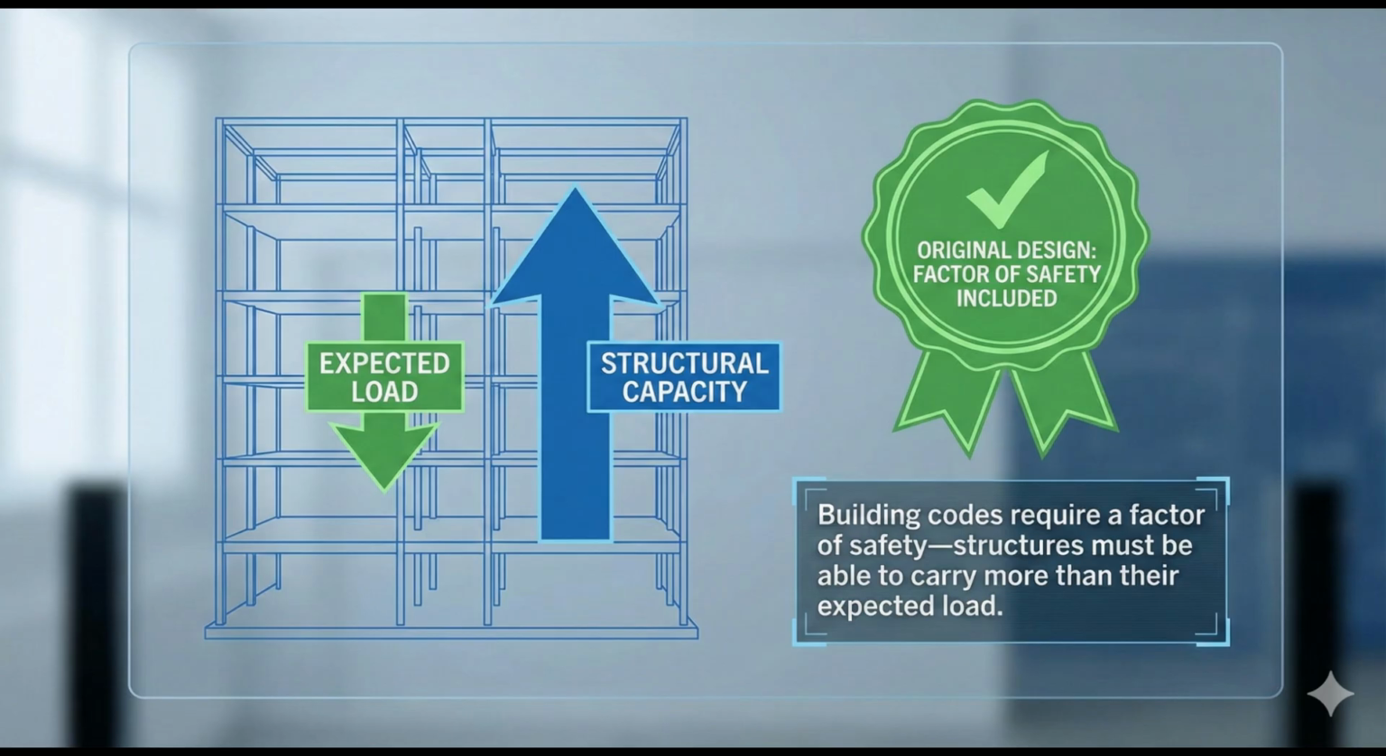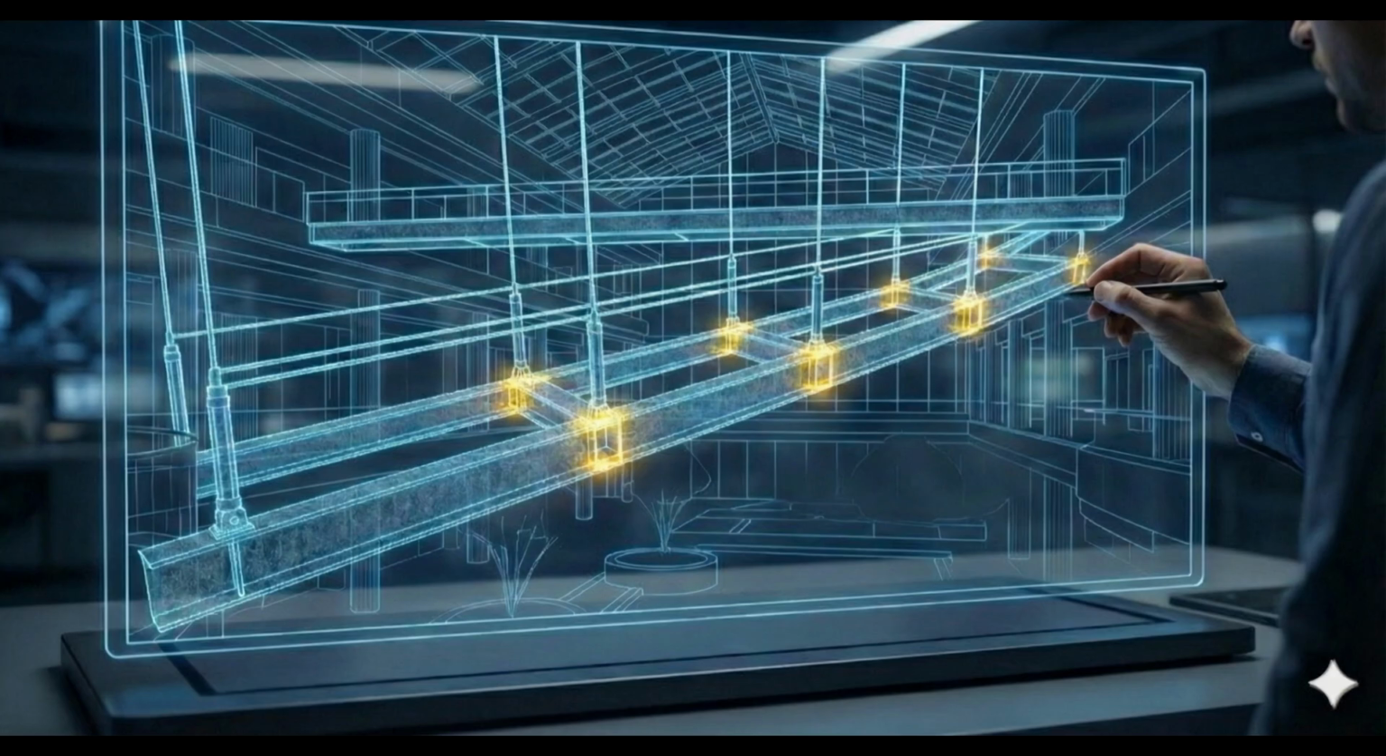Building codes require a factor of safety. Structures must be able to carry more than their expected load. The original design had that margin. The modified design? It eliminated that margin entirely. Under normal conditions, the walkway carrying just its own weight, this connection was already stressed near its limit.